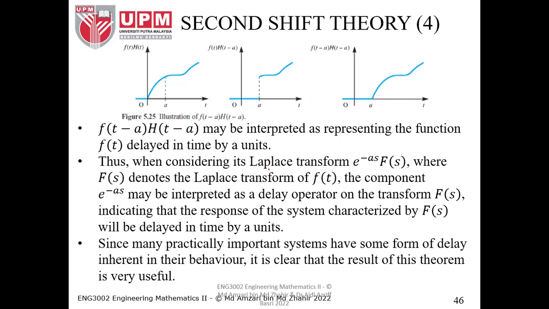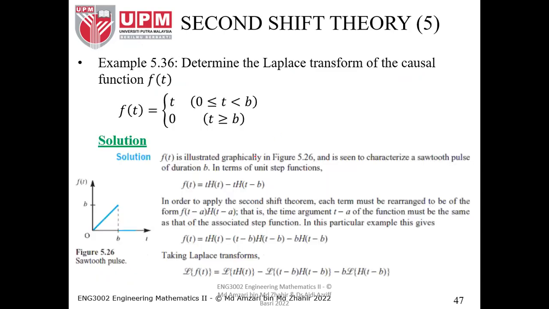So f(t − a) H(t − a) may be interpreted as representing the function f(t) delayed by a units of time. Thus, when considering its Laplace transform, exponent negative as F(s), where F(s) denotes the Laplace of f(t), the exponential component may be interpreted as a delay operating on the transform F(s), indicating the response of the system characterized by F(s). Many practical important systems have this form, in terms of the delay.